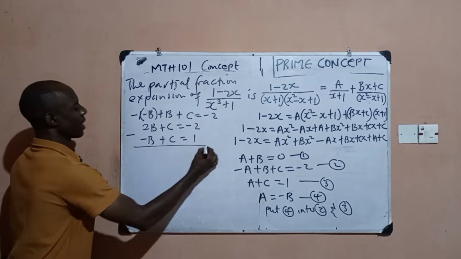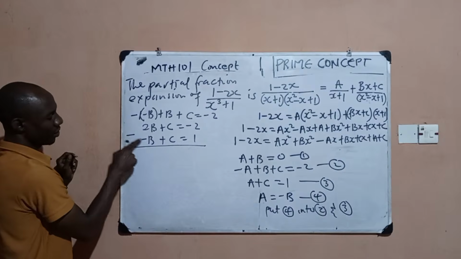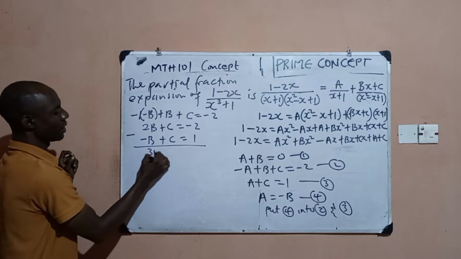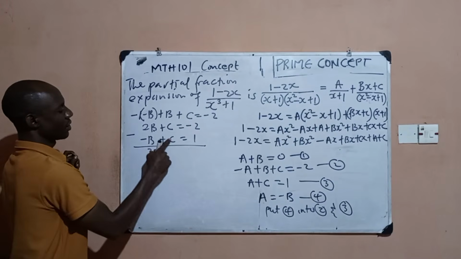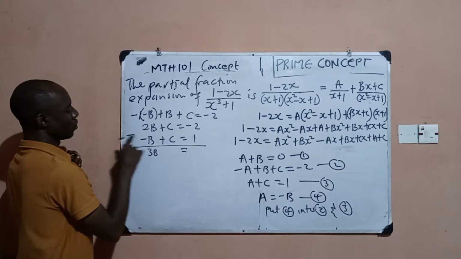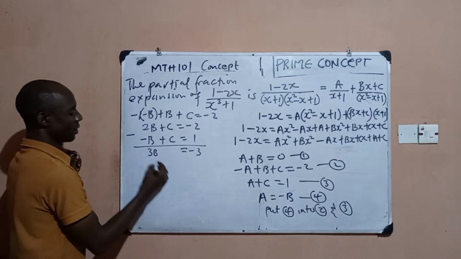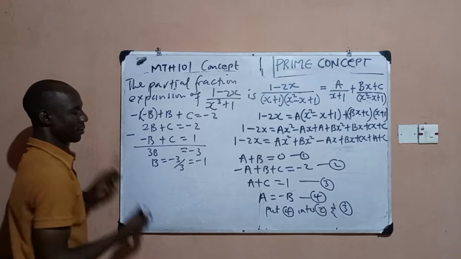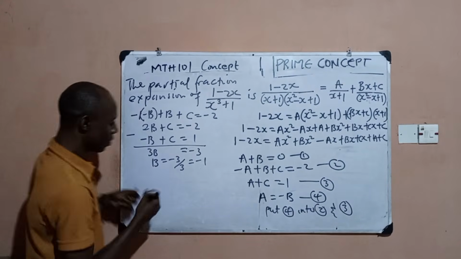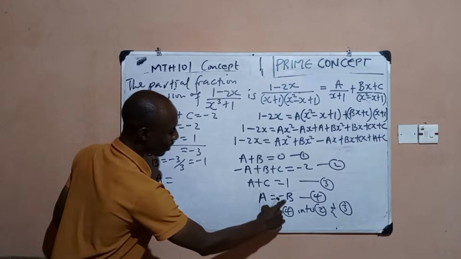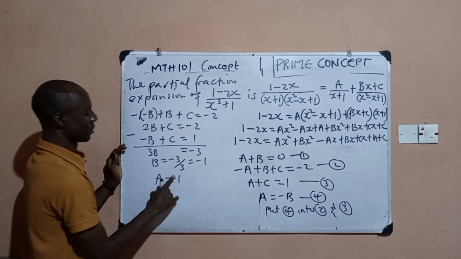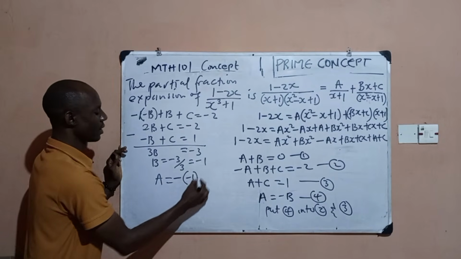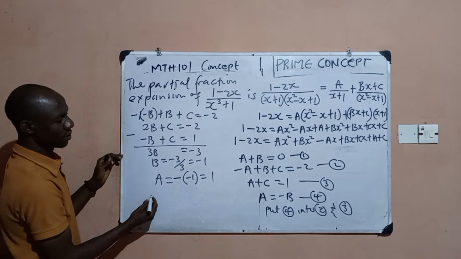So I'm going to subtract it. 2b minus minus this. Remember, minus minus becomes plus. So 2b plus b is 3b. C minus c is 0. Then minus 2 minus 1 is minus 3. So b is going to be minus 3 over 3, which is minus 1. If b is minus 1, then a is minus b. Remember, a is minus b, which is minus 1 negated. So a is 1. What about c now?